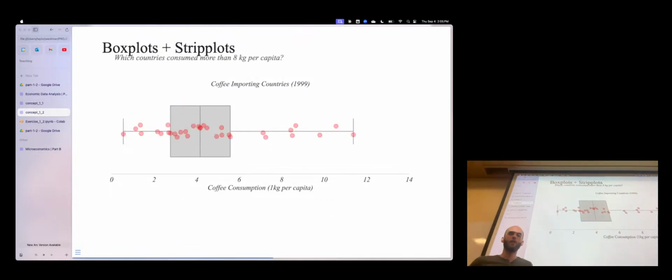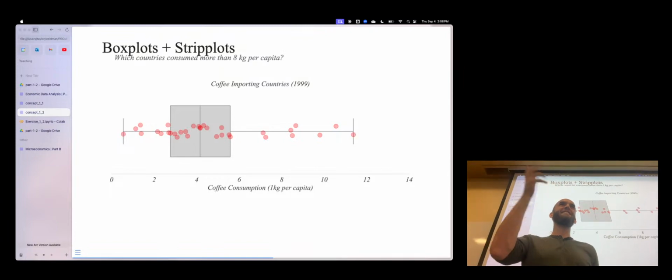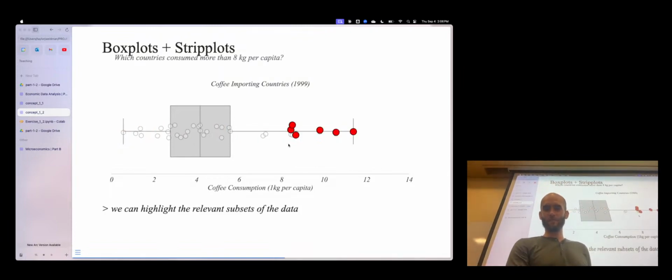Another thing it allows you to do is just make visual comparisons. So let's take maybe 10 seconds here. I want you to answer this question. Which countries consumed more than 8 kilograms per capita? Or how many countries consumed more than 8 kilograms per capita? So I'm looking for a number. 10 seconds, and then tell your neighbor. Is that an answer? What is it? 6. So you can see 6 here. 1, 2, 3, 4, 5, 6.